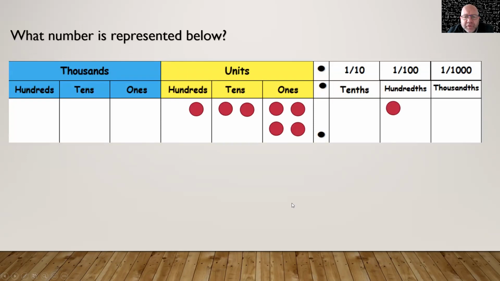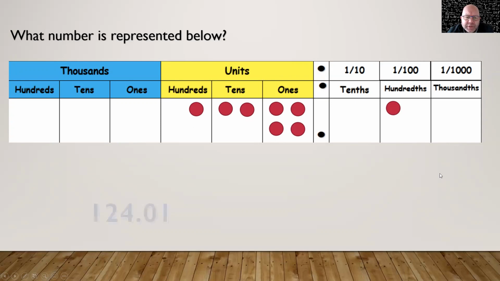Now, here we have some counters on our place value grid. Can you tell me what number's being represented? Hopefully you'll have identified that there's 1 hundred, 2 tens, and 4 ones. So that gives us 124. But there's also a counter over here in the hundredths column. So how would we write this number?